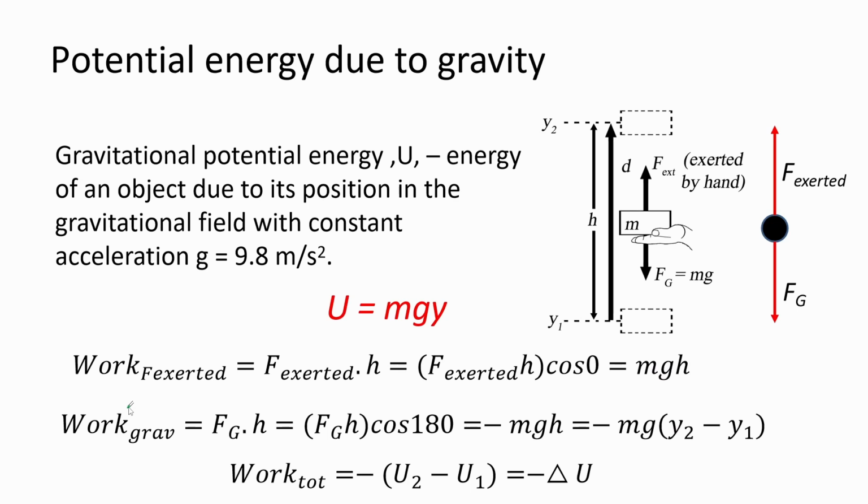Next one is the potential energy due to gravity. Gravitational potential energy is denoted by the symbol U. It is the energy of an object due to its position in the gravitational field with a constant acceleration g of 9.8. Notice that g here is not negative like in your equations of motion. Here g is positive.